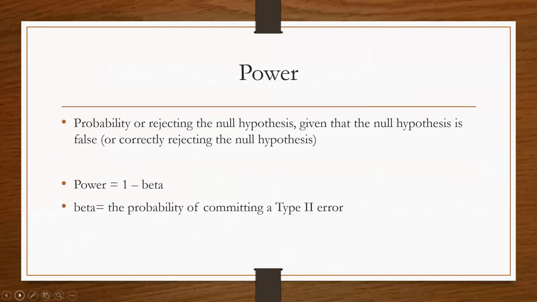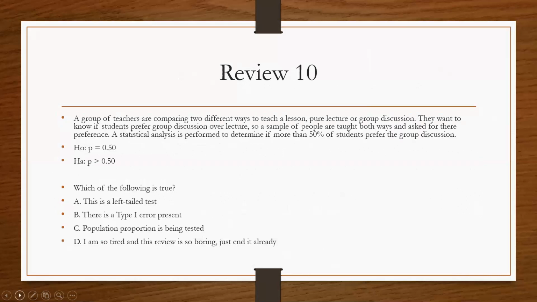Power. I don't think any of you have seen this at all, so I don't think it's worth going over much, but again, I just want to make sure. It's the probability of rejecting the null given that the null hypothesis is false. So it's just 1 minus beta, where beta is the probability of committing a type 2 error.